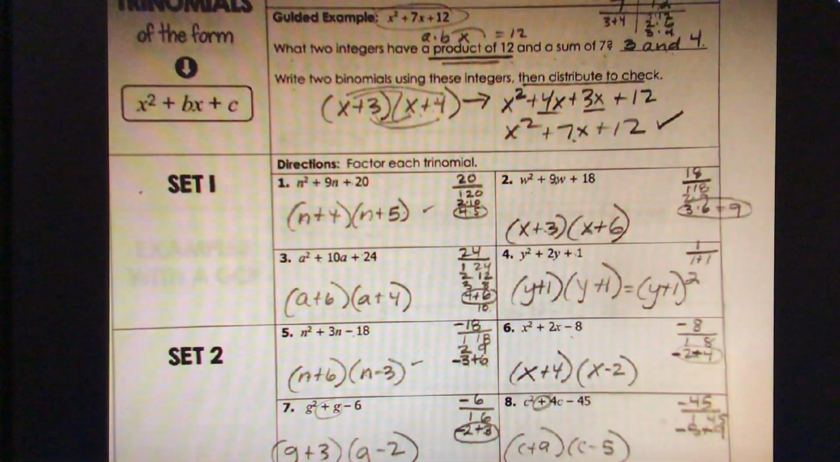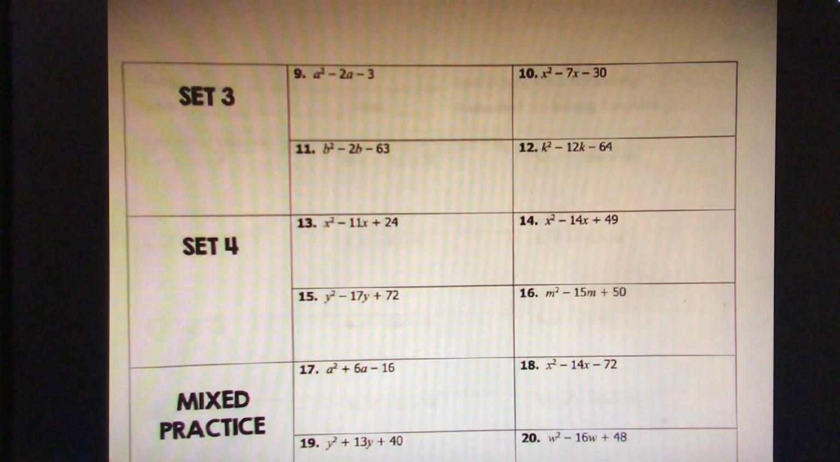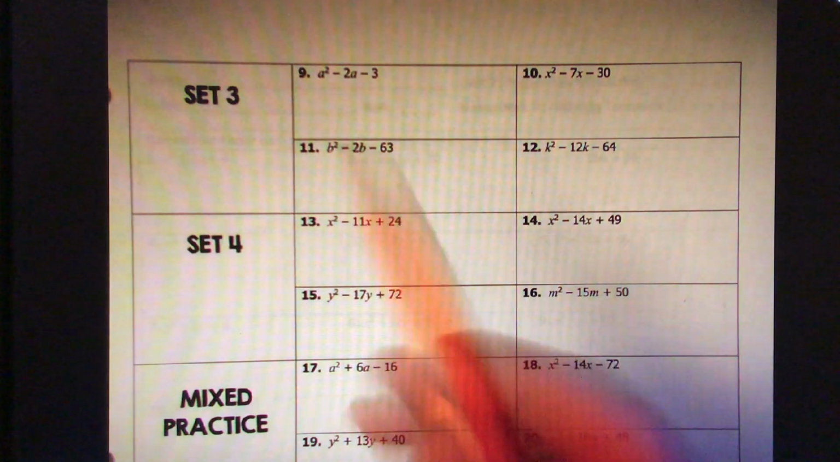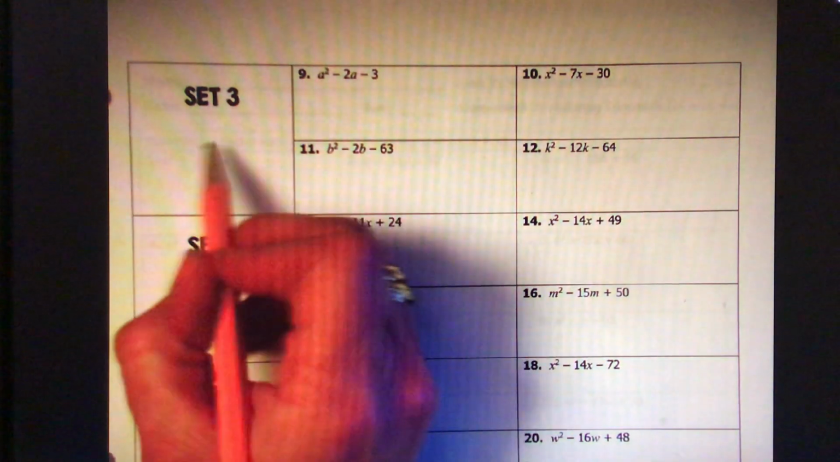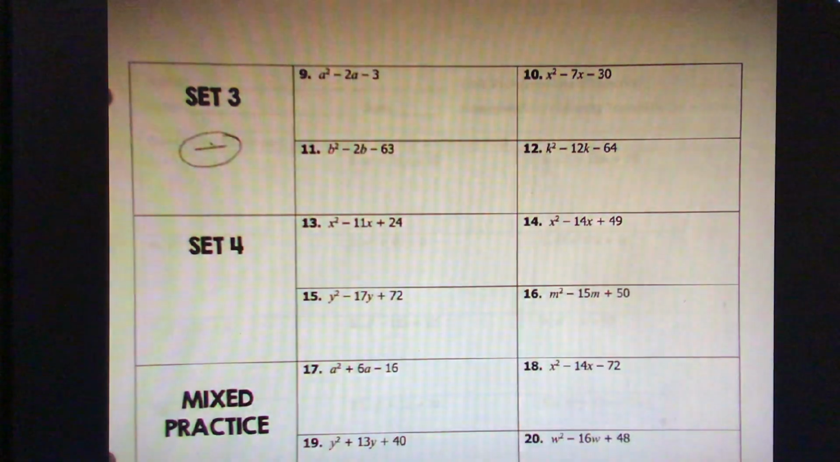Those are the class notes for today. If I then look at the next set, this is kind of interesting because it looks a little different. Hopefully you can see that now. Because set 3, what do you notice about set 3 is that these are all subtraction signs. So I'm just going to make myself a note that this is like a new practice because all of these terms are being subtracted. So maybe I'll notice something else.